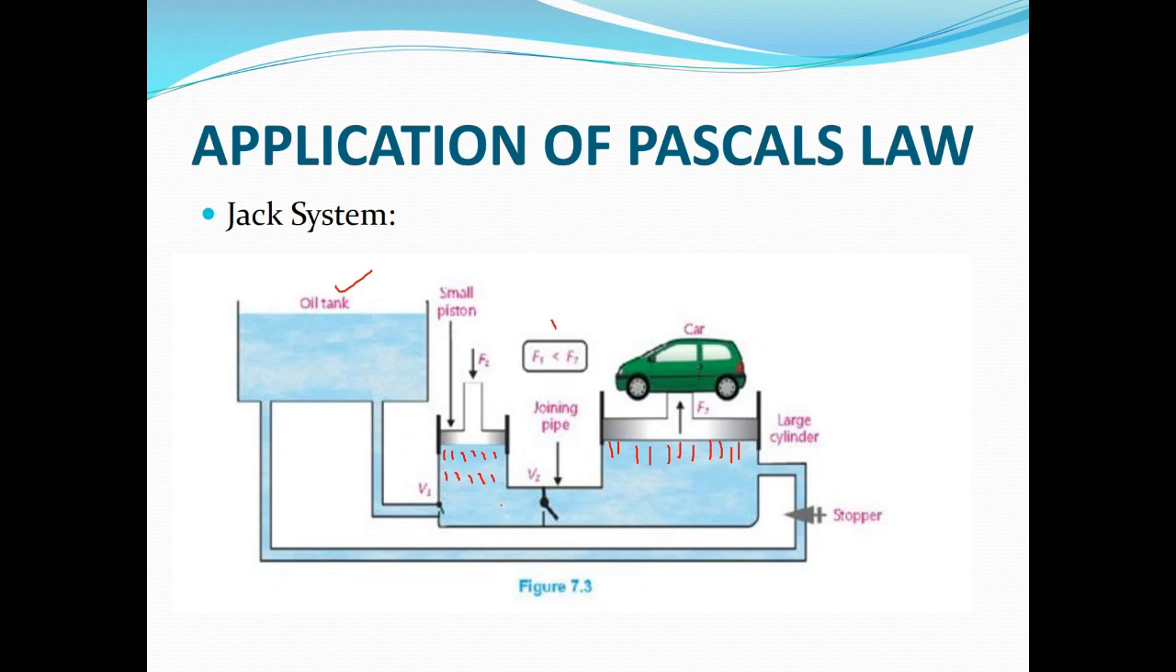This is where this condition is true: force 1 is less than force 2. It means that we are applying a small force and getting a large amount of force. In this way we lift up a heavy material. Valve V1 and valve V2 also prevent the liquid from flowing back into the oil tank, and at the end we have a stopper.